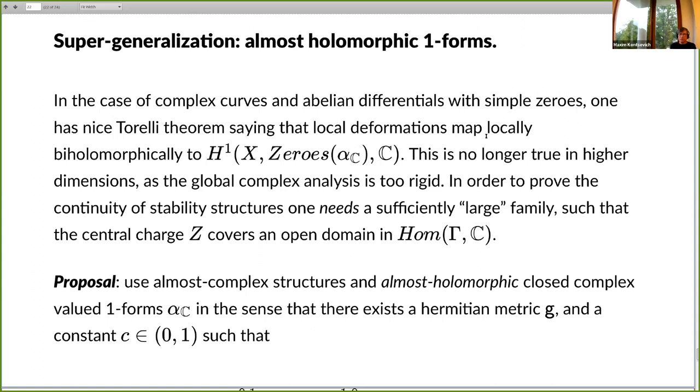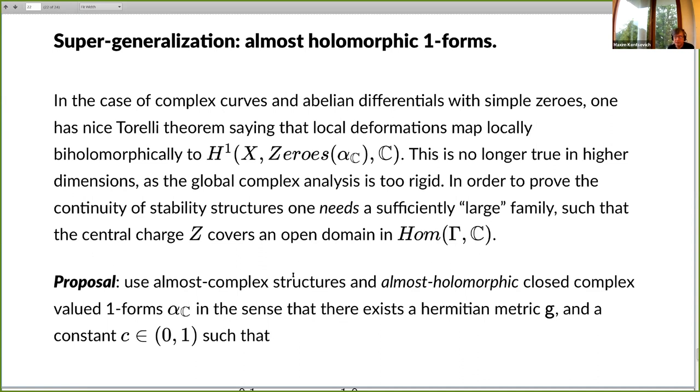And in order to prove continuity, one needs a sufficiently large family of one forms. And such a central charge covers an open domain. It seems to be kind of impossible. And this is really necessary to have a clean proof of continuity of stability structures.